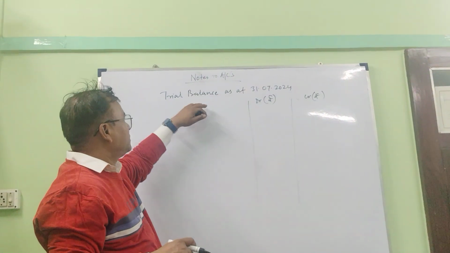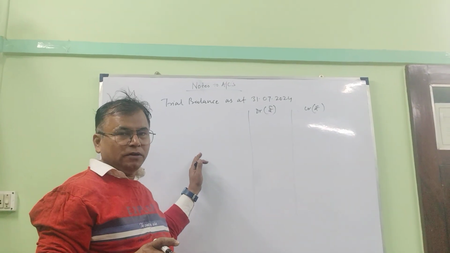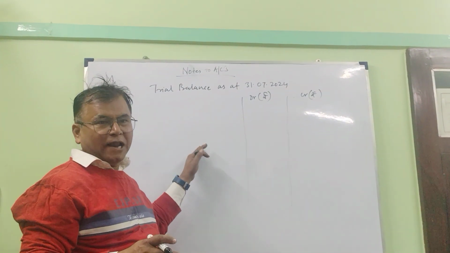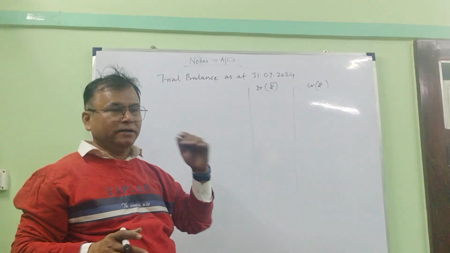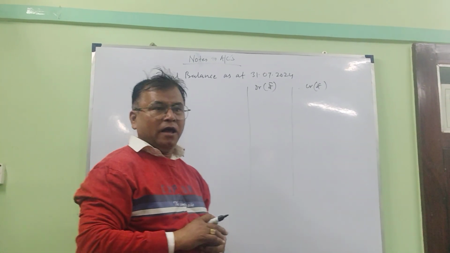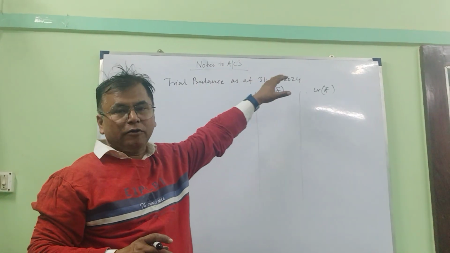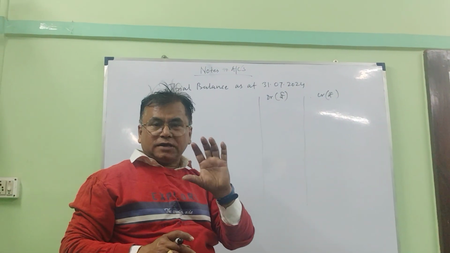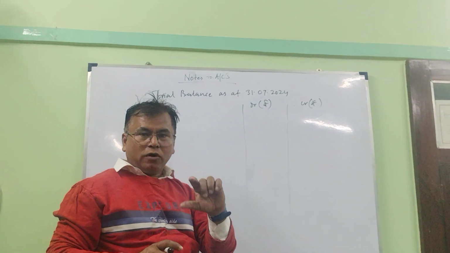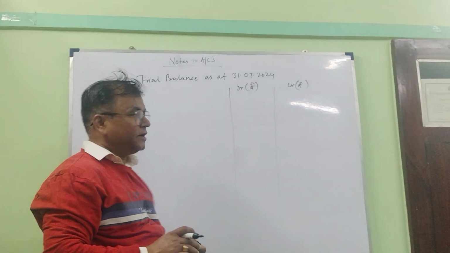At the end of the month, we try to check whether the transactions have been journalized and then posted correctly and then brought into the trial balance, and whether the trial balance is tallying. Finally, at the end of the year, one trial balance will be prepared on 31st March, which is actually for preparing the final account, financial statements at the end of the year.